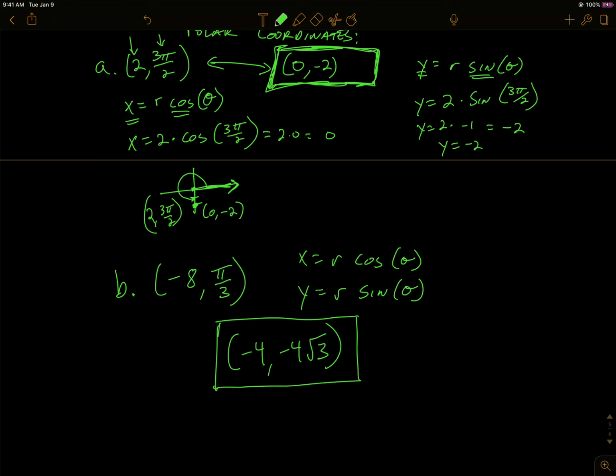All right, welcome back. So you should have gotten (-4, -4 root 3). Again, if you're having trouble with this, this would be a spot where you'd ask your teacher for help the next day in class. Like, hey, how did you get that?